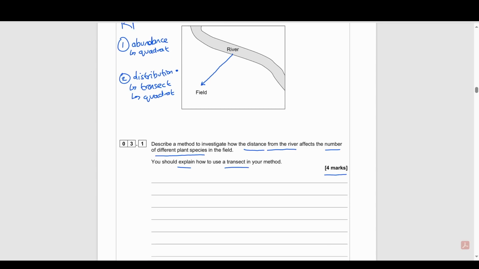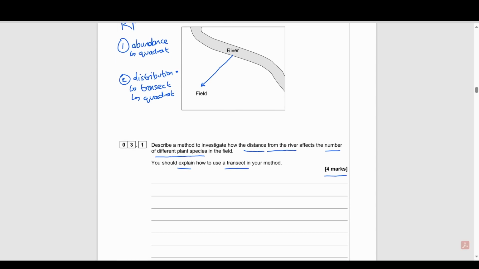the first thing that we would need to say is we need to place our transect down at a certain place. Now, by looking at this arrow here, this is a perfect way that we can place down our transect, because we've placed our transect at 90 degrees or perpendicular from the river. It's going away from the river, so we know that anytime that we measure, it's going to be a certain distance away from where the river is. So our first mark will be place transect down at 90 degrees or perpendicular from the river.